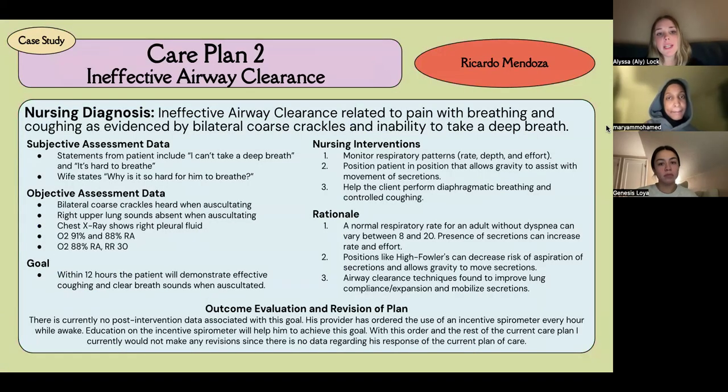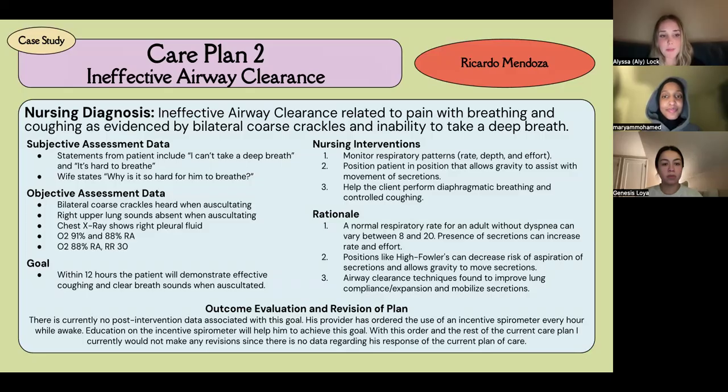Our second care plan was ineffective airway clearance, with a nursing diagnosis of ineffective airway clearance related to pain with breathing and coughing, as evidenced by bilateral coarse crackles and an inability to take a deep breath. Our subjective assessment data that led us to this conclusion was statements from Ricardo that included, "I can't take a deep breath and it's hard to breathe," as well as a statement from his wife where she asked, "Why is it so hard for him to breathe?"